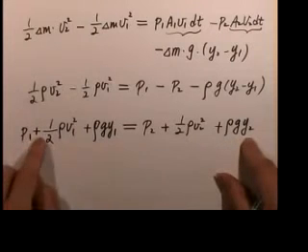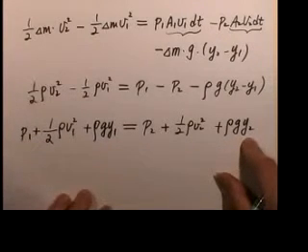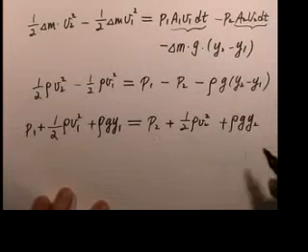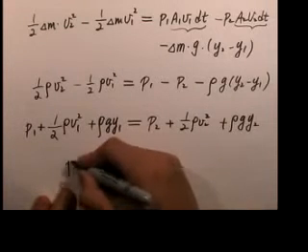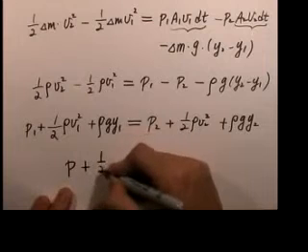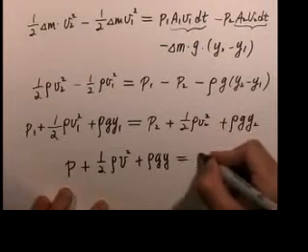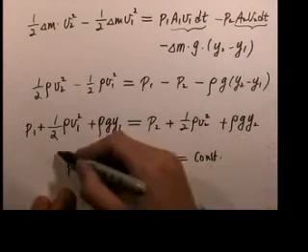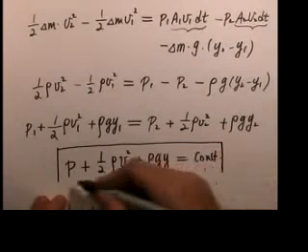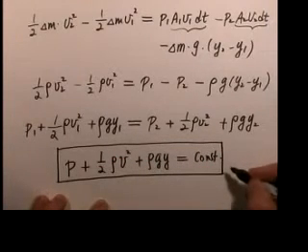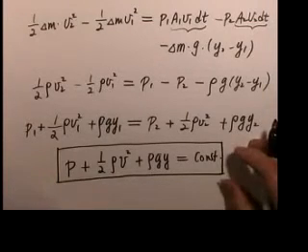Point 1 and point 2 are two arbitrary points along the same tube of flow. So what does that tell us? It tells us that anywhere along the same tube of flow, the sum of these three terms must be a constant. So P plus 1/2 rho v squared plus rho g y equals a constant along the same tube of flow. That is what's called Bernoulli's principle, or Bernoulli's equation. It has many, many applications.